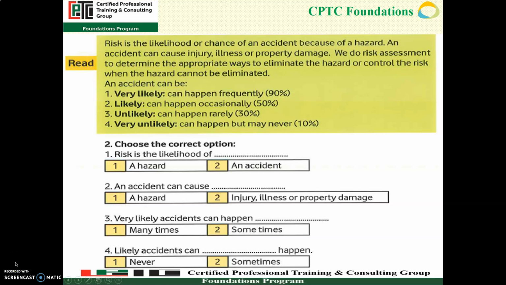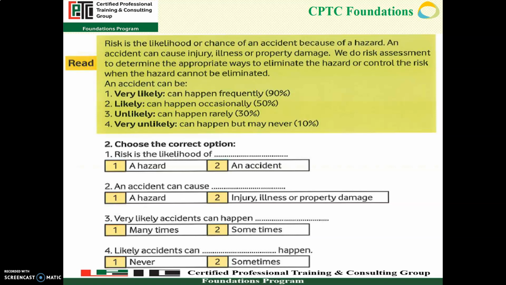Hello there. So we'll continue with lesson 3 in unit 5, and we'll move to the reading exercise, the first reading in this lesson. So I'm going to go through the reading and then we'll try to answer the question together. So risk is the likelihood or chance of an accident because of a hazard.